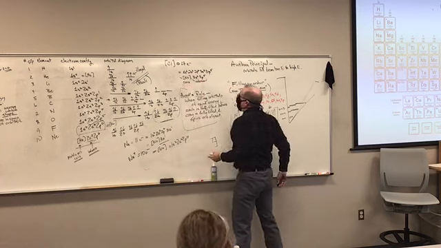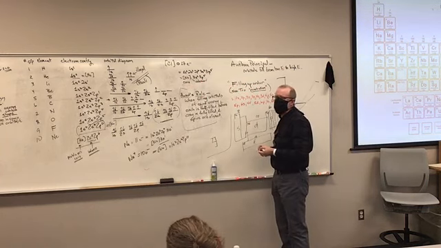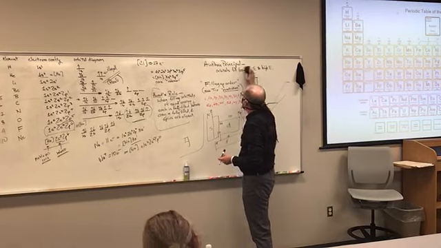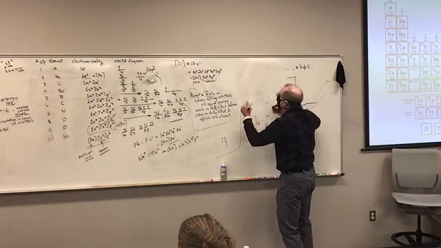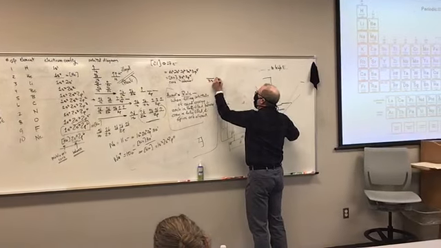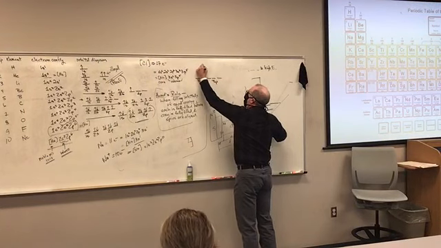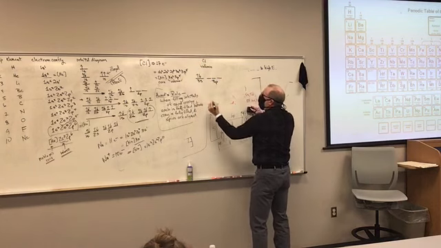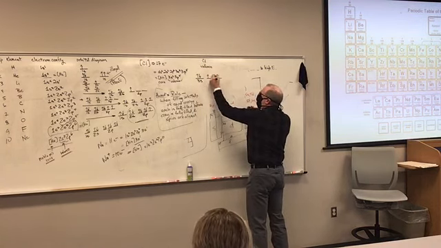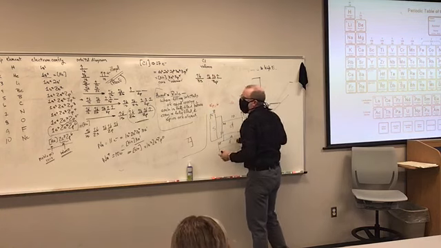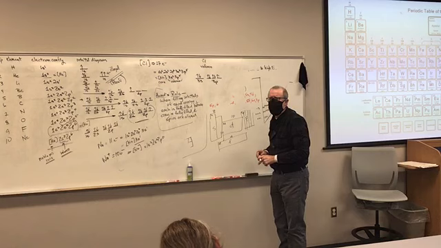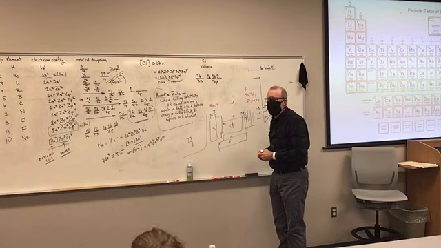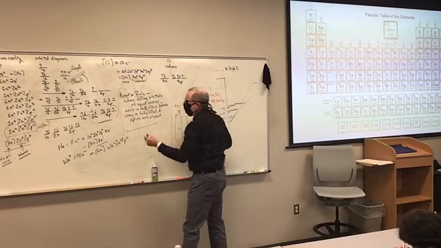It has the neon core. It has a valence of 3s2, 3p5. 3s2, 3p: 1, 2, 3, 4, 5. How many beds left open? 1.